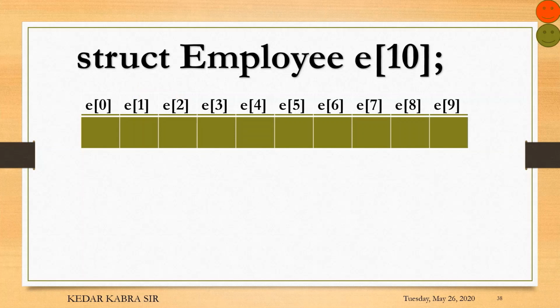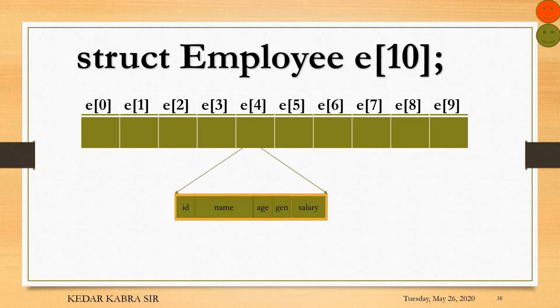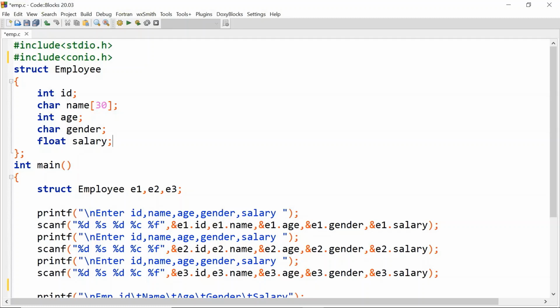Each structure variable contains its own 5 members like this. Here we can refer members like e of 4.id, e of 4.name, and so on. From programming point of view, we will take a loop beginning from 0 and process members of each structure as e of I.member. Let's try it practically. We will update same program. There is no change in definition of structure, but in main function we will make required changes.